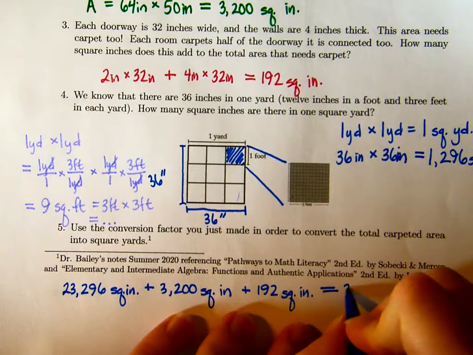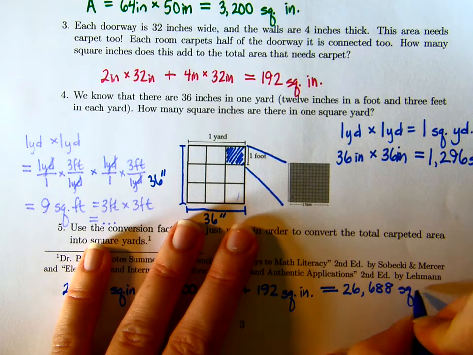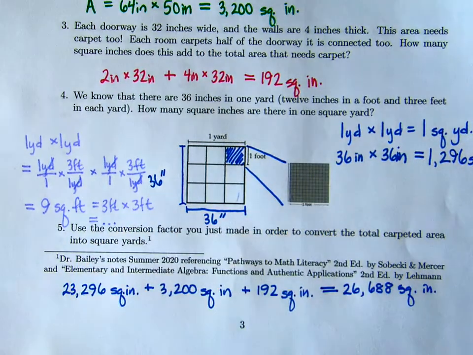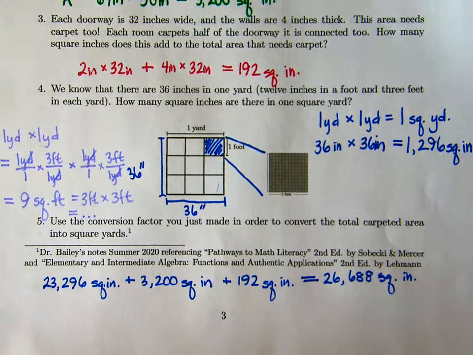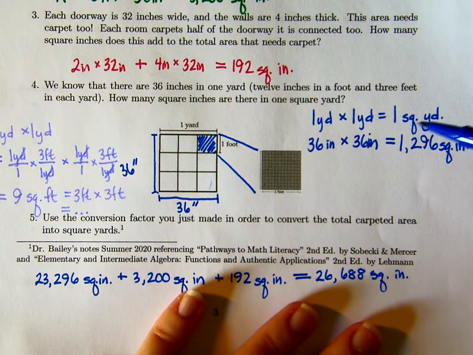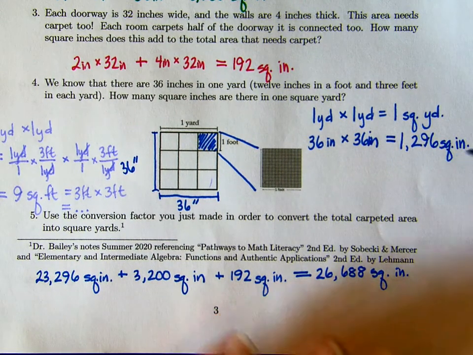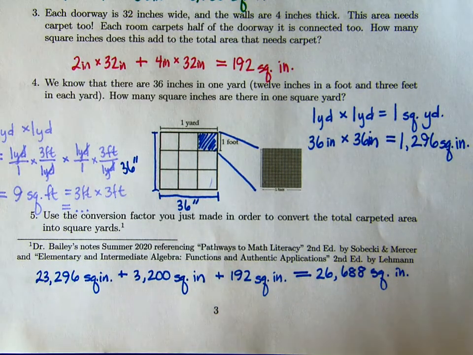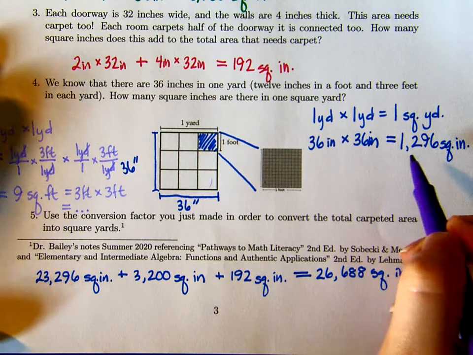I ended up with 26,688 square inches. Okay, so that's how much square inches of carpet we need. And we're supposed to convert that into square yards. Oh, well, in every square yard, there are 1,296 square inches. Okay, so I get it. We're doing a unit conversion here.